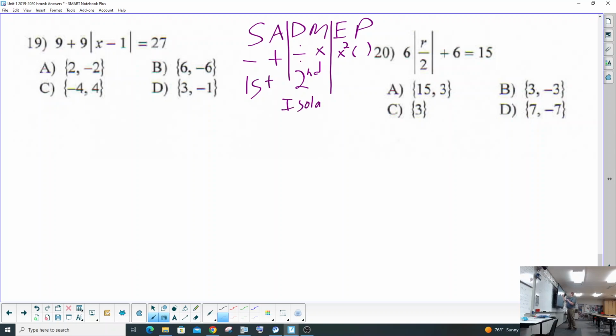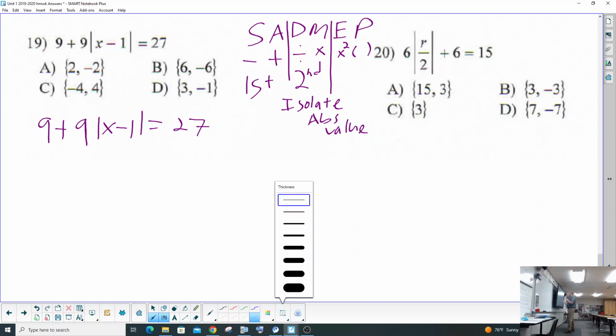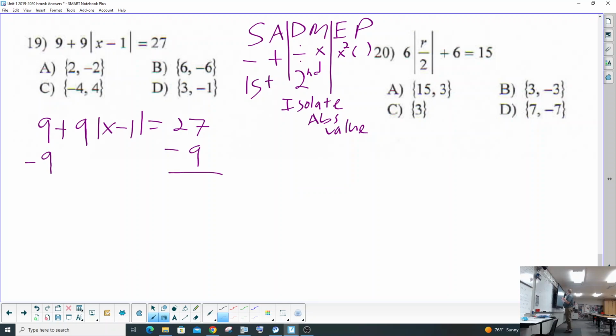How come? Because remember, you have to isolate the absolute value function first before you split it into two equations. So write it down, we're on 19 right now: 9 plus 9 times the absolute value of x minus 1 equals 27. Before we can split it into our two equations, we do need to first subtract the 9 over to the other side. You get 18.